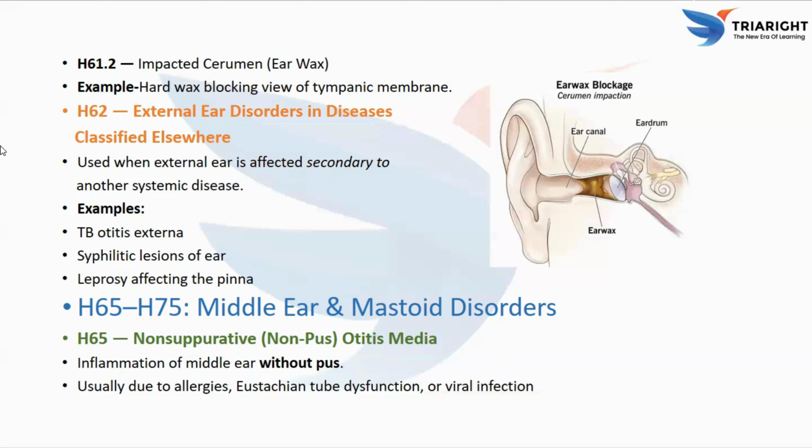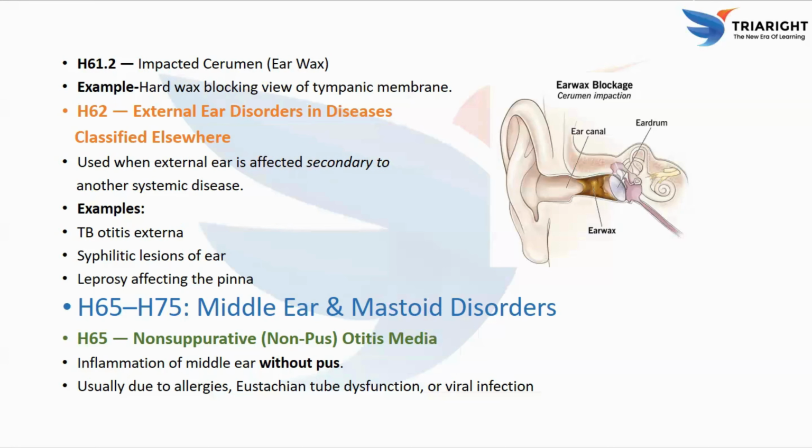So the next category is H62, which describes external ear disorders in diseases classified elsewhere. This is used whenever the external ear is affected as a secondary manifestation of another systemic disease, but not as a primary ear disorder. These codes are secondary codes and must be paired with the primary disease code.